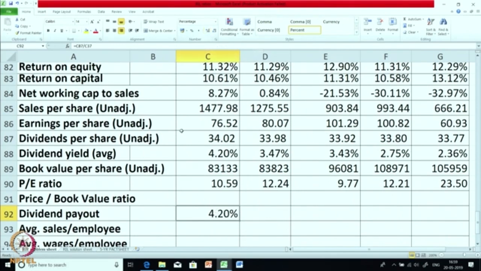Usually calculated as a percentage. So I am sorry, there is some confusion. Earlier we have already calculated dividend yield, which is market dividend per share upon market price. Currently we have been asked to find dividend payout. What dividend payout means is, from 100 rupees of earning, how much money is being paid out as a dividend. So it is DPS upon EPS.